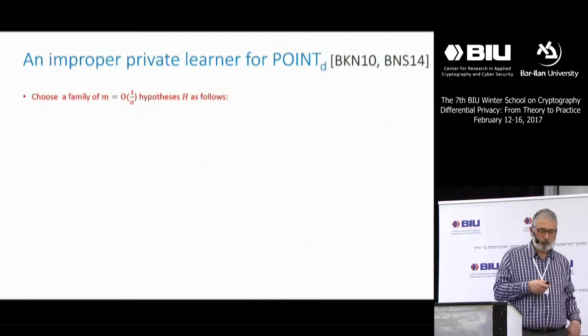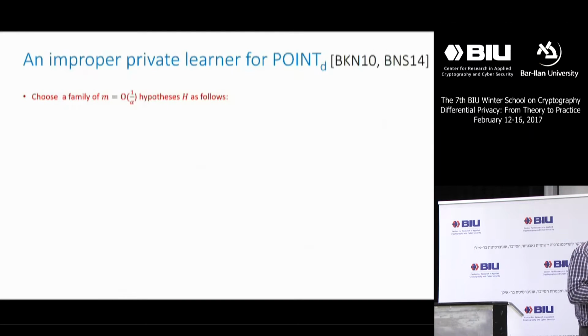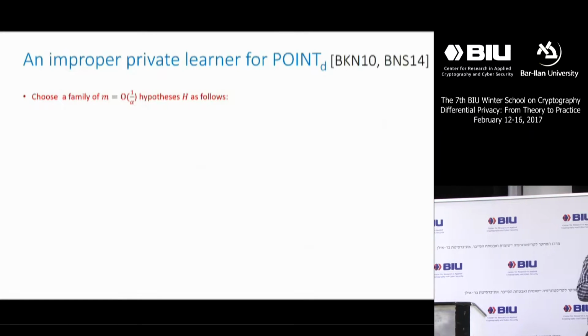Okay? And here's a trick how to do that. We're going to choose our hypothesis class, the class from which we're choosing the outcome, independently of the input, and we're going to choose it at random. So we don't look at the input, and we're choosing a family of hypotheses. It's going to be a small family.